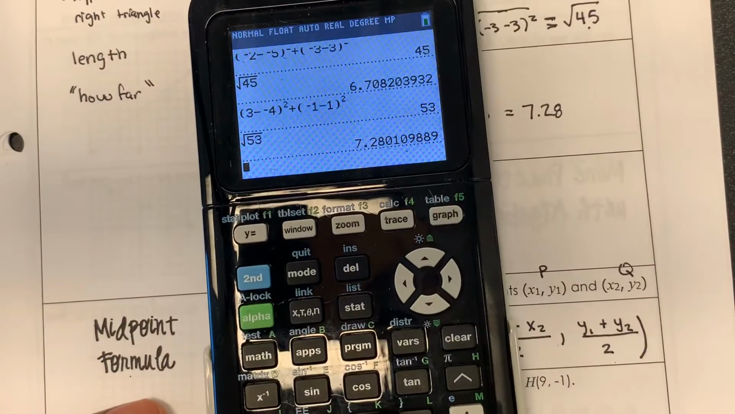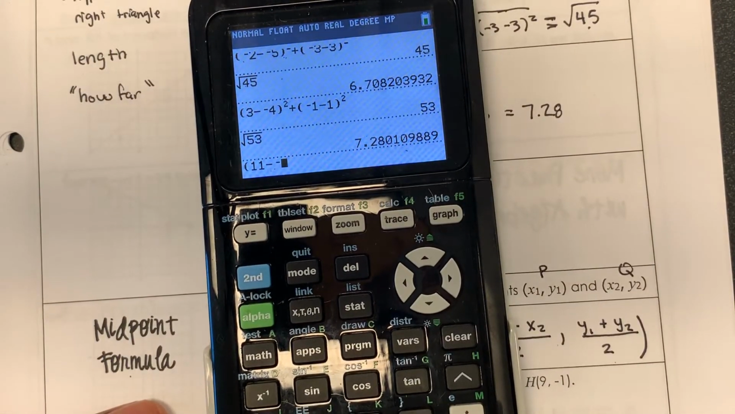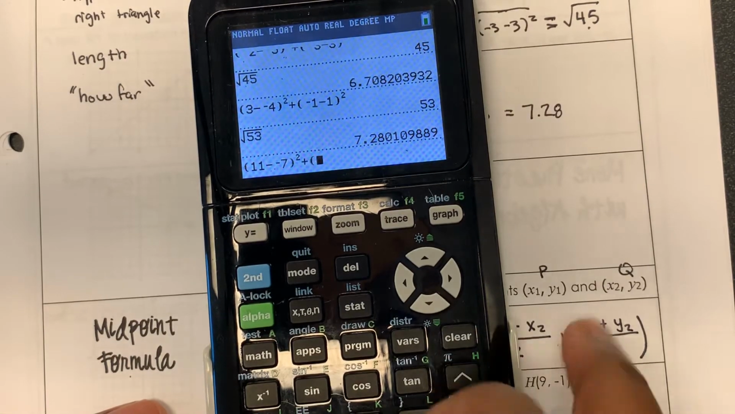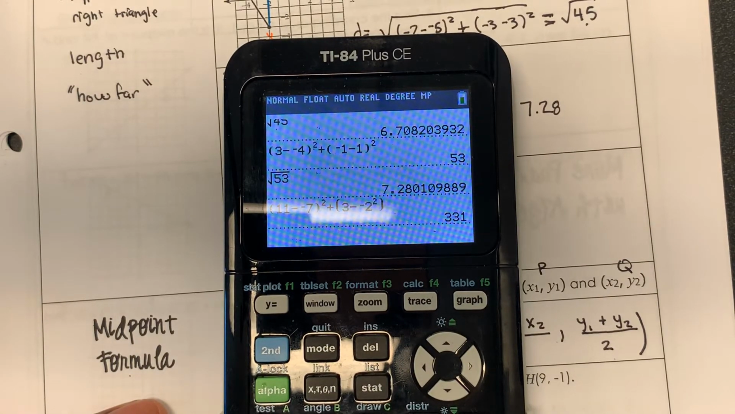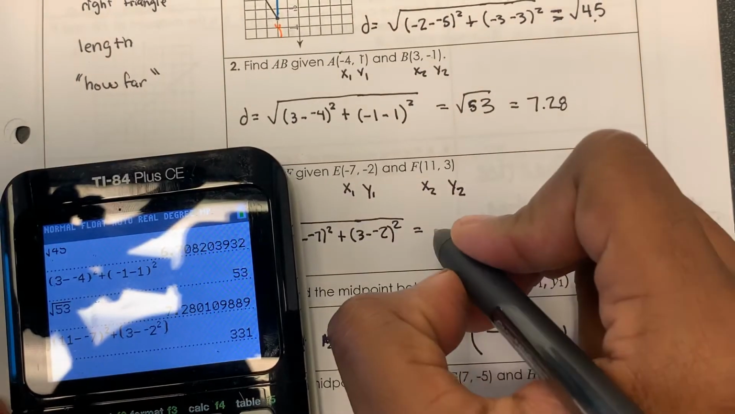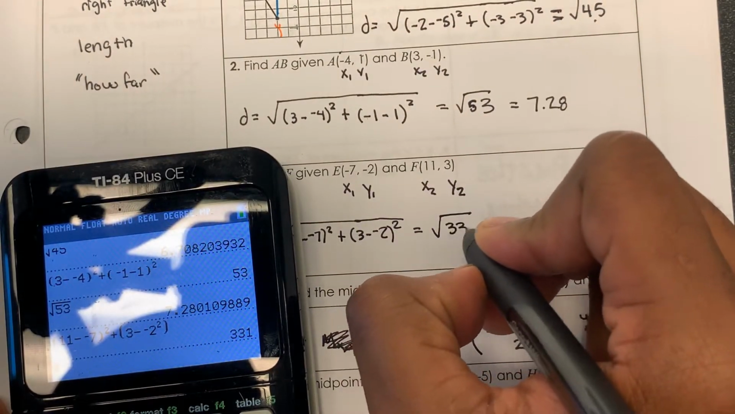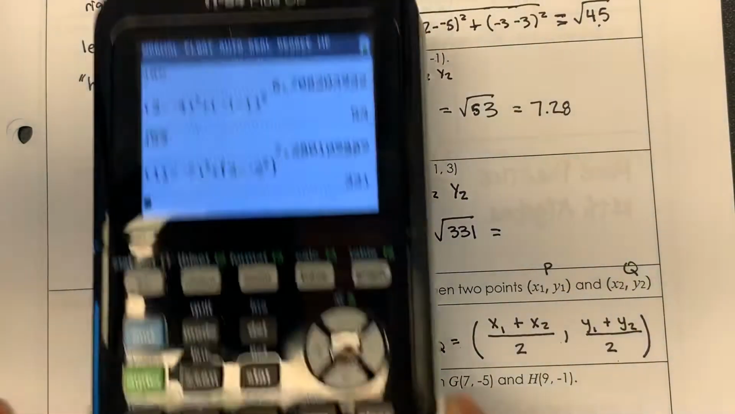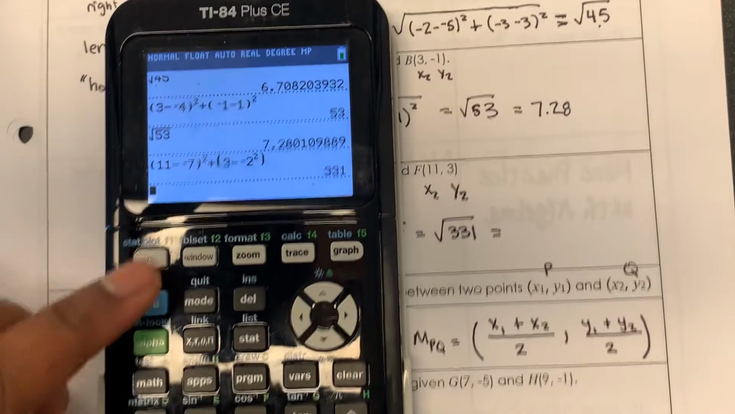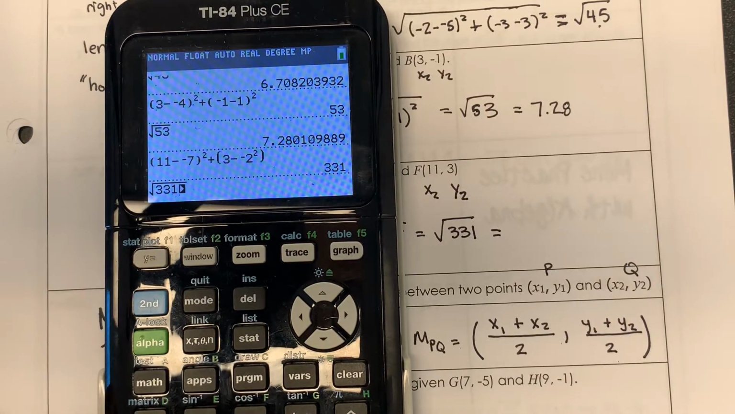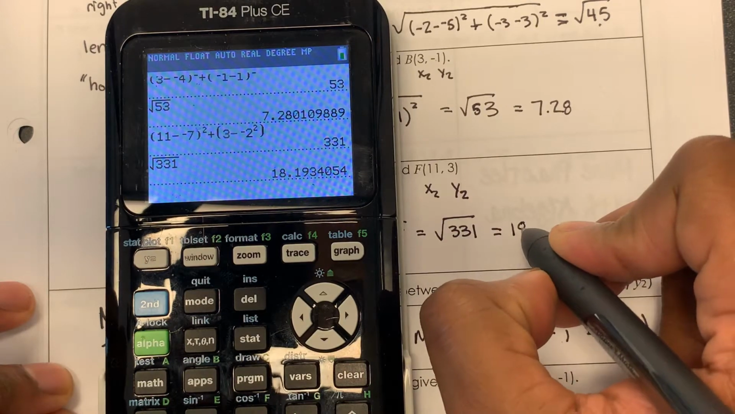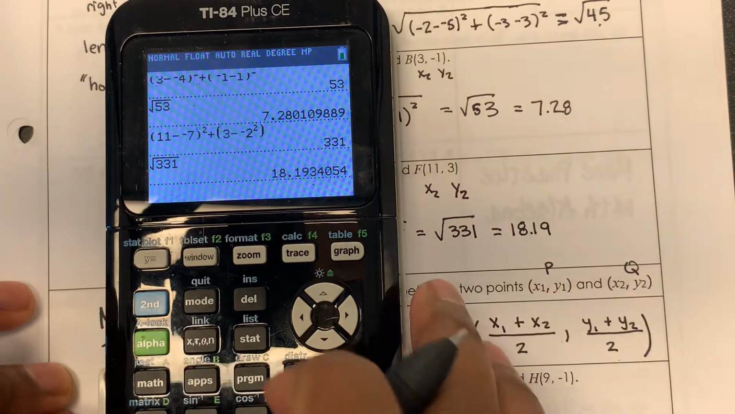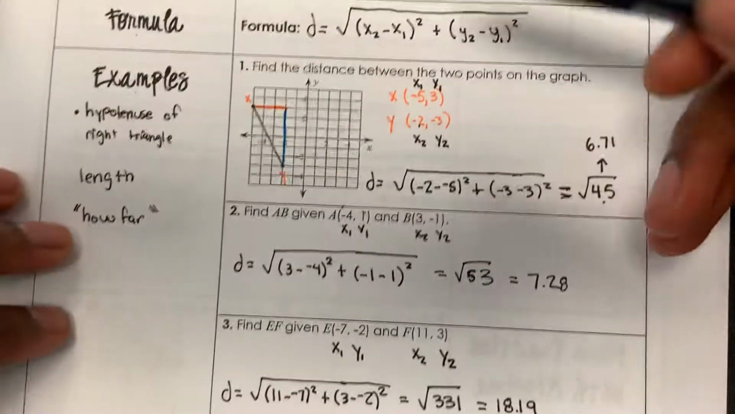Again, if you can't do the math in your head, that's fine. We're going to do 11 minus -7 squared plus 3 minus -2 squared. I bet this is 349, no, 331, I was off. So this equals the square root of 331, and the square root of 331 is 18.19.